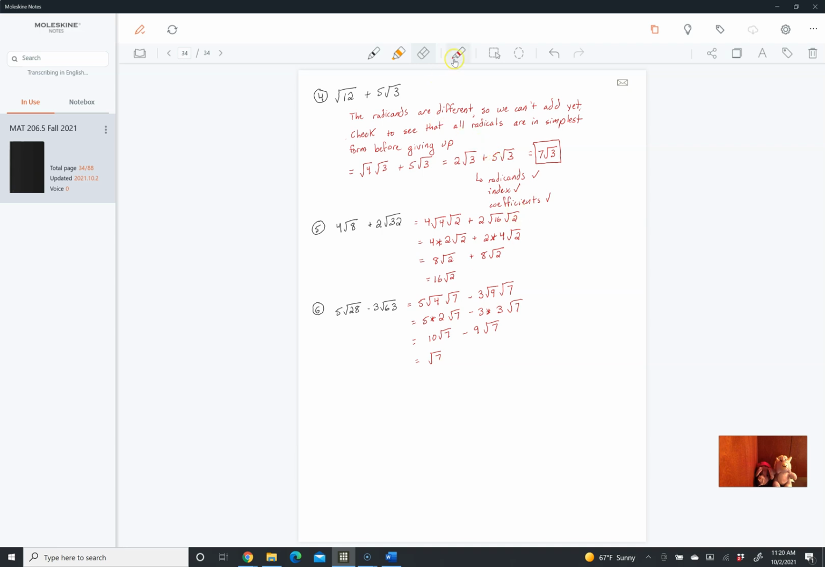Okay, let's try another one. Let's say that we have 2x squared square root of 5 plus 3x square root of 5. Okay, the radicands are the same here. The indexes are the same here. The problem is that the coefficients are not the same.